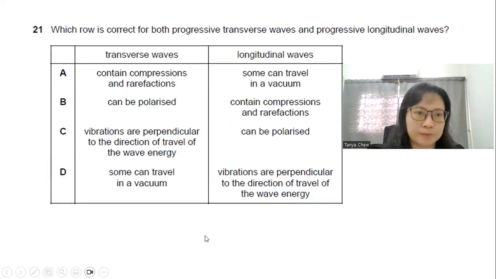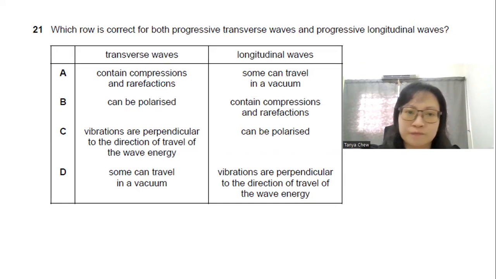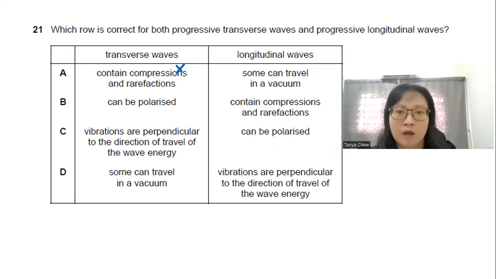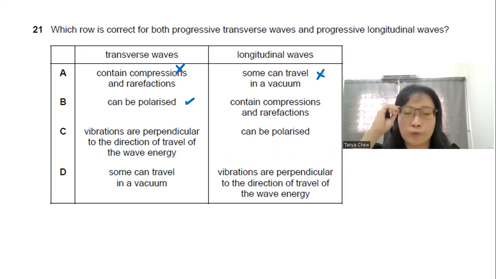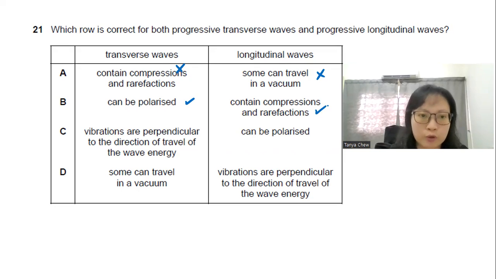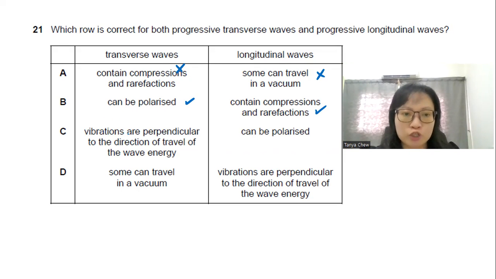The next one, question number 21. Which row is correct for both progressive transverse waves and progressive longitudinal wave? Transverse wave is not about compression and rarefaction. That is longitudinal wave. Longitudinal wave cannot travel in vacuum. Transverse wave, yes, can be polarized. Longitudinal wave contain compressions and rarefaction. That is also true. C, vibrations are perpendicular for transverse wave, yes.